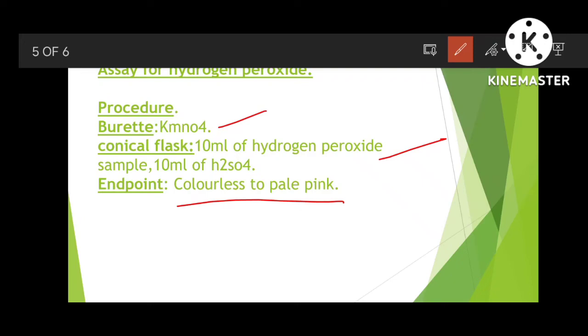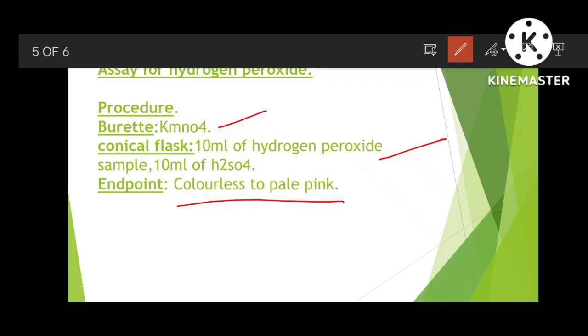See, in the burette you have to remember what goes there. For example, if they ask you to write the assay for calcium gluconate, then in terms of assay the burette will never contain calcium gluconate. In terms of assay, the conical flask contains this one. Assay means we are determining the concentration, calculating the concentration of the given sample.